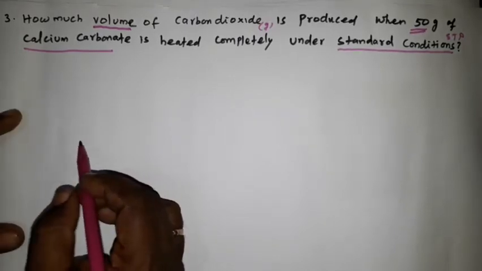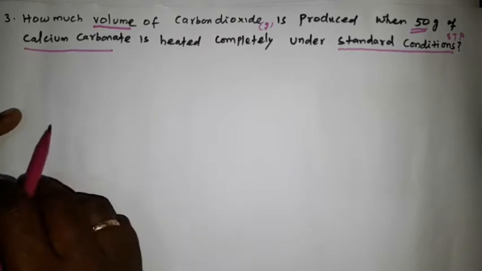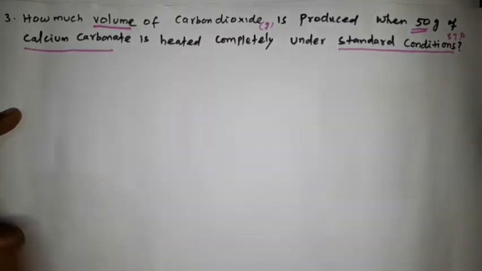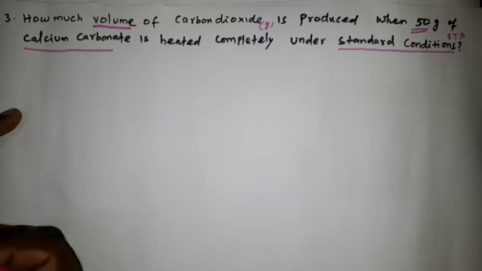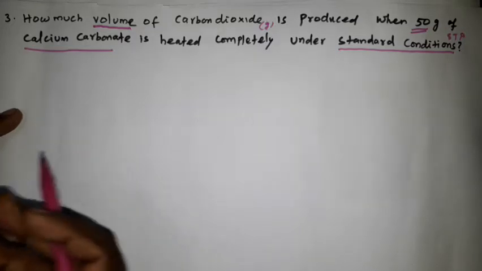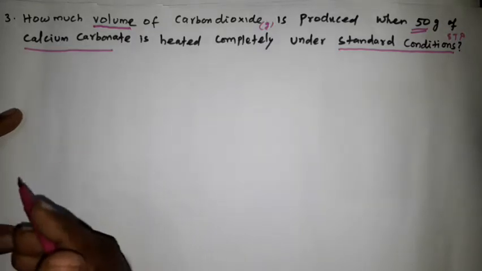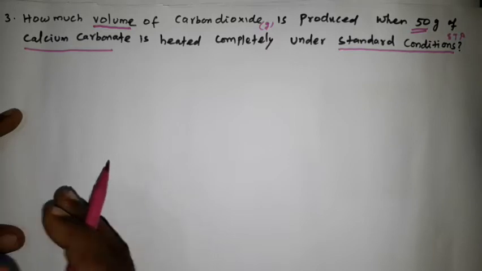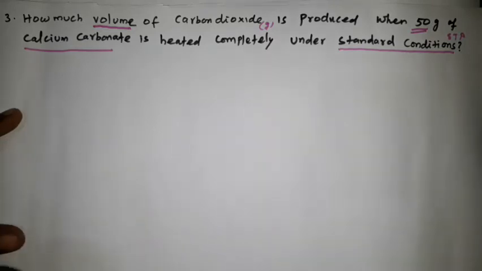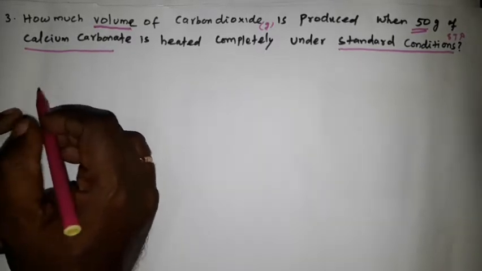To calculate the volume of carbon dioxide, the amount of gas, we are measuring by volume. Volume we represent by liters. So how many liters of carbon dioxide is produced? For the calculations you must know the chemical equation, so first write the chemical equation.